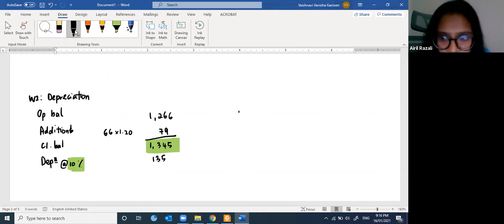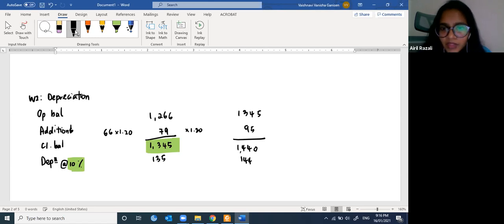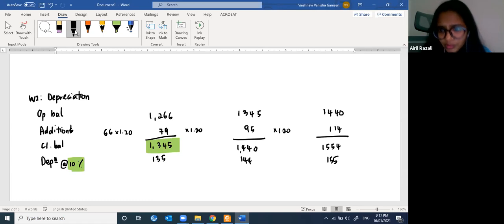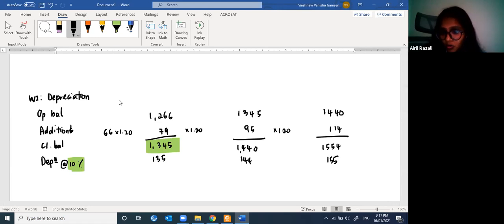The next year would be 1345. Here you multiply 1.2 again. So here you get 95. So here 144. And then here, 144 multiply 1.20. 95 multiply 1.2 is 114. So you get 155. Okay, now this is the value 135, 144, 155 that we are going to include in our operating cost just now.